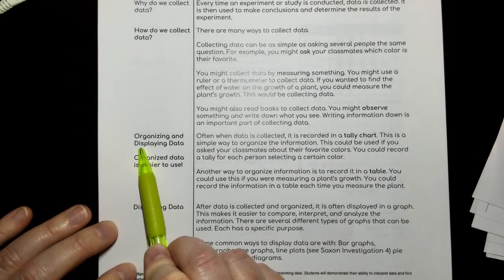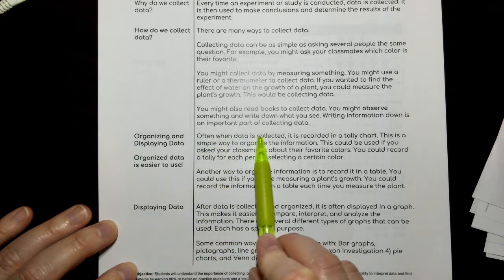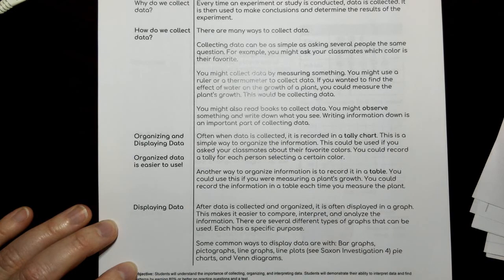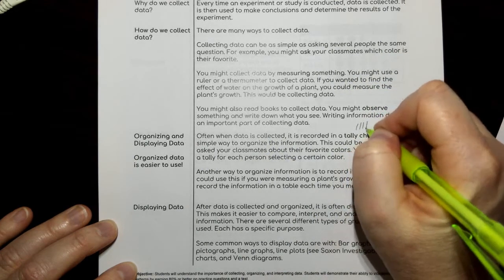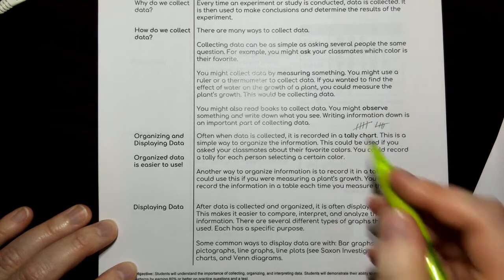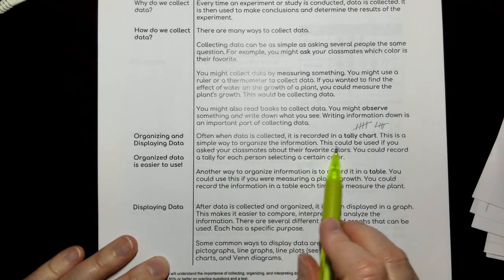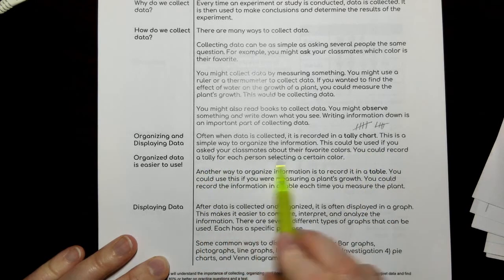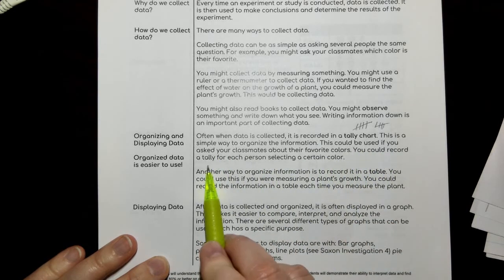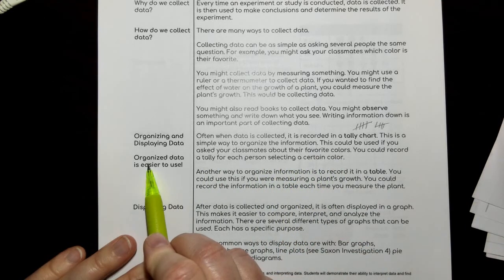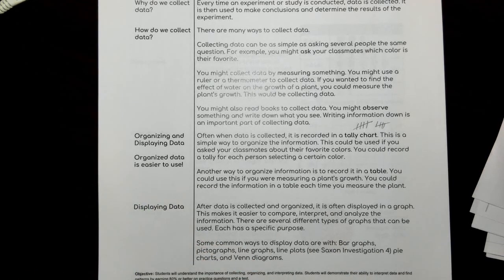How to organize and display data. Often, when data is collected, it is recorded in a tally chart. So that's where you have your little tally marks, 1, 2, 3, 4, 5, where you're counting things. This is a simple way to organize the information. This could be used if you asked your classmates about their favorite colors. You could record a tally for each person selecting a certain color. Why would we do that? Because organized data is so much easier to use than just numbers and words all over the place.